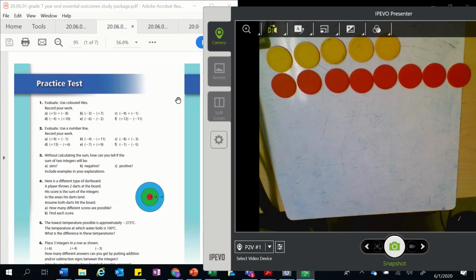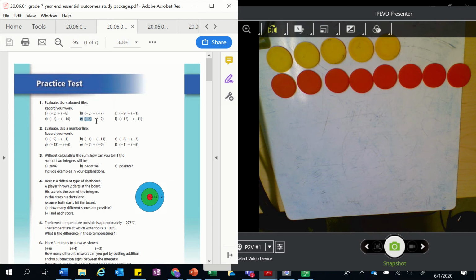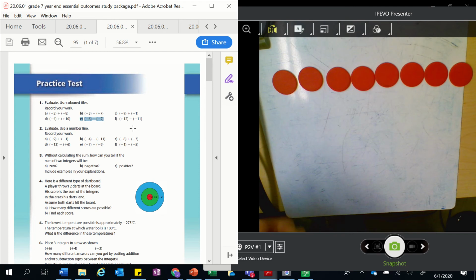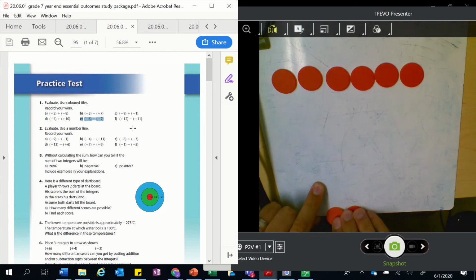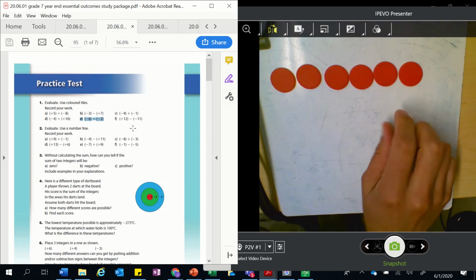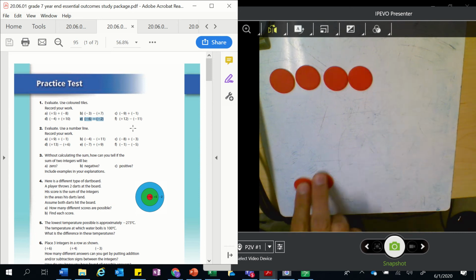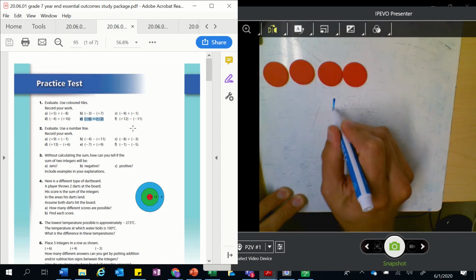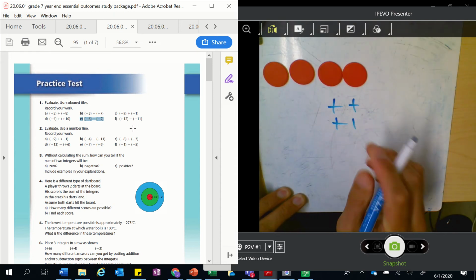So let's take a look now at E, which is minus 6 minus negative 2. So we'll keep some of these up here. We've got minus 6, and then it says minus negative 2. Well, that's actually not too difficult. Minus 6 minus negative 2. Well, that means we have negative 4. Now, if you recall, we had done this a few times.